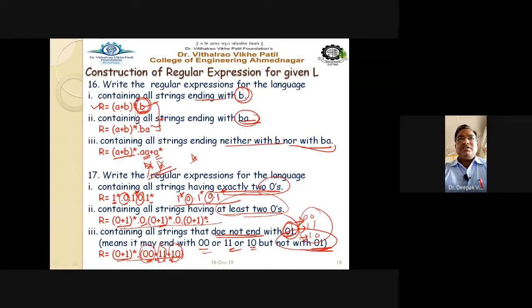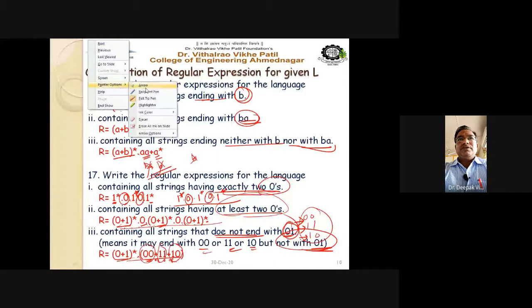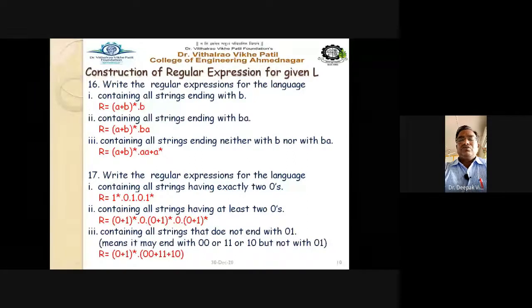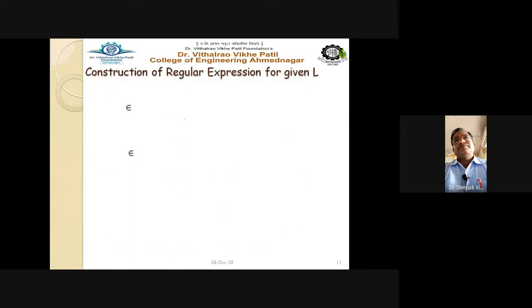So this is the way we solve the examples to write the regular expression for the given language. The language is given and we have to write the regular expression for the language. Now the next topic is given.